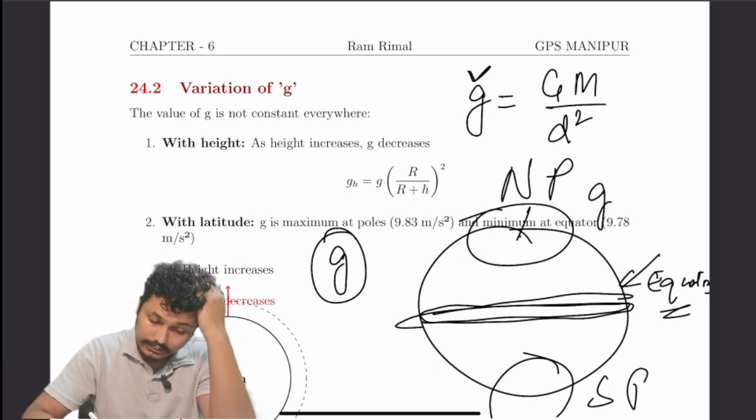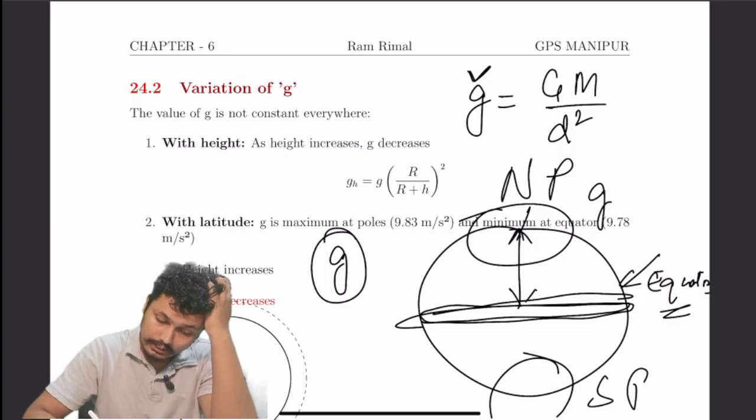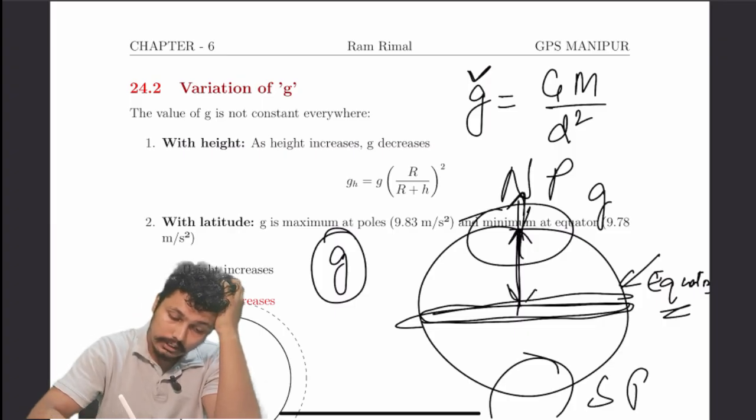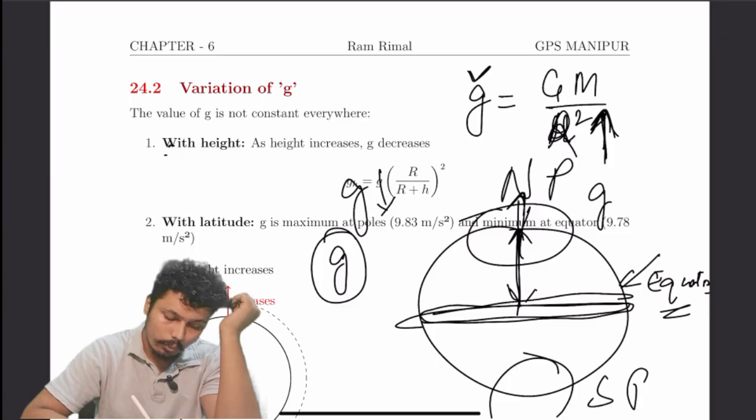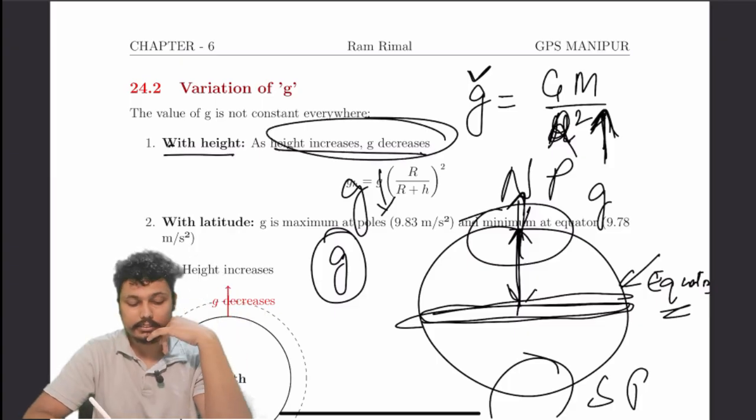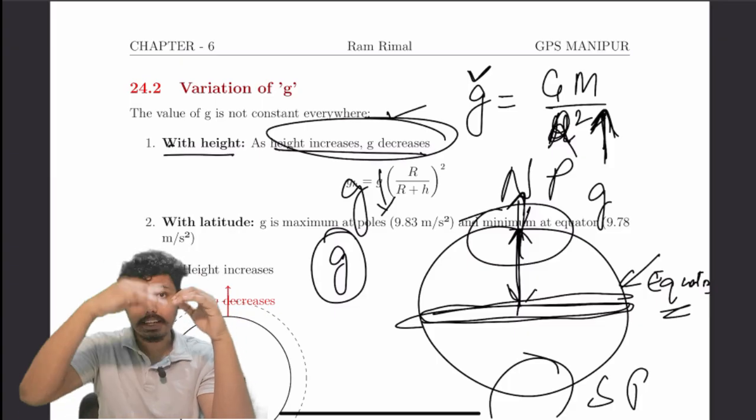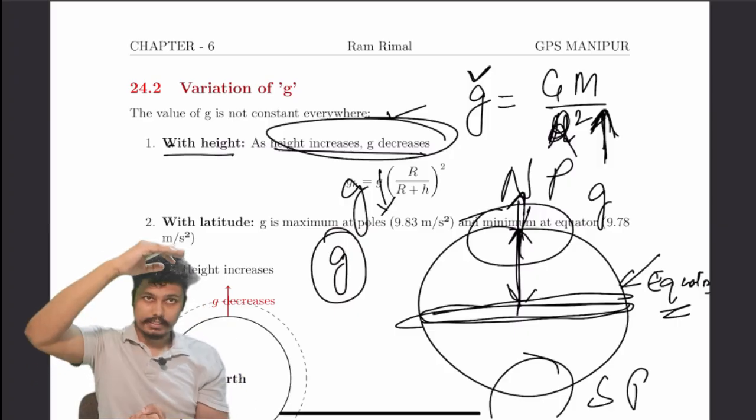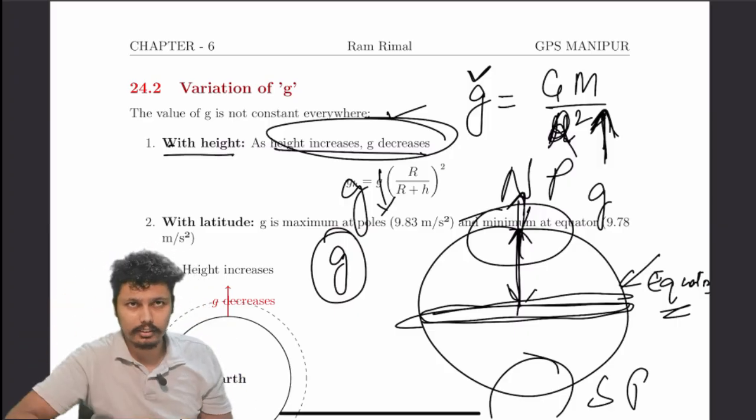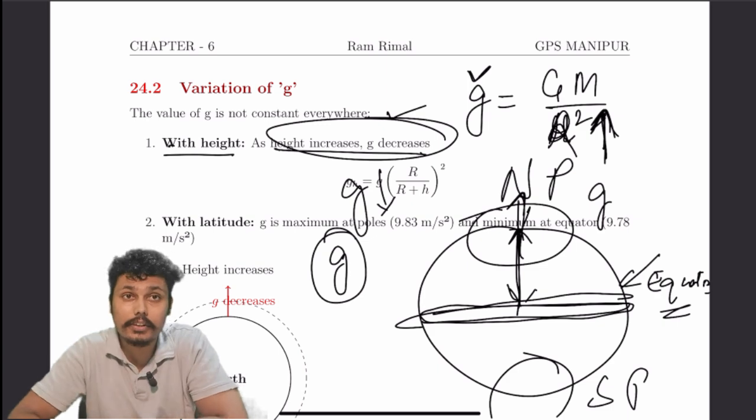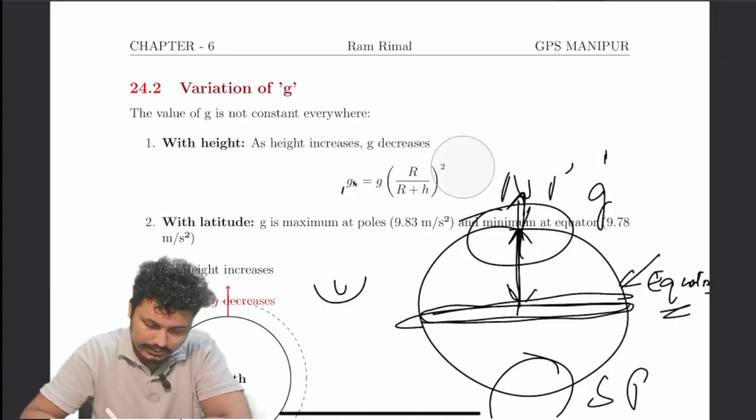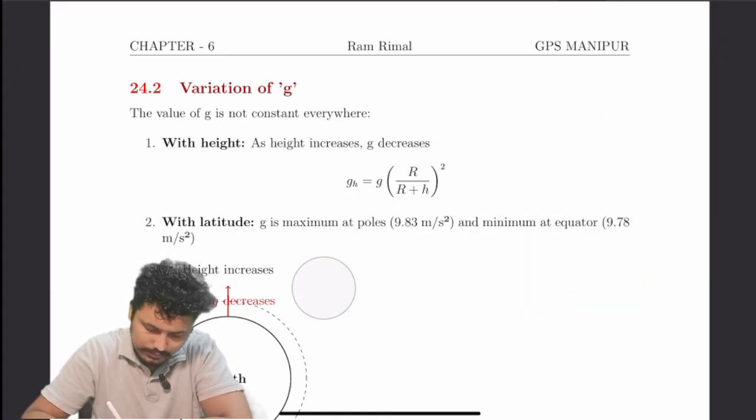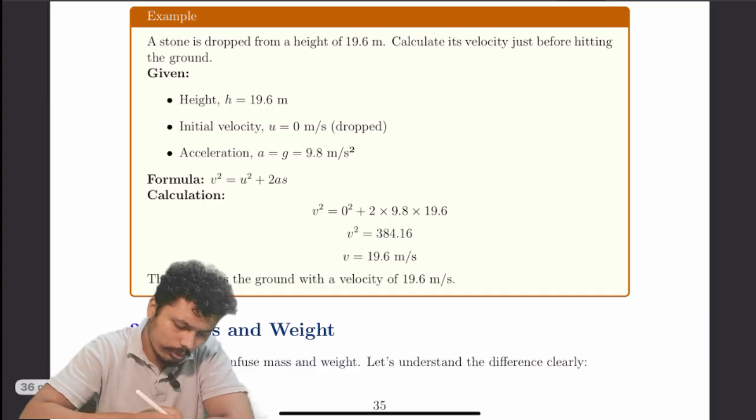It depends upon the height. If the height is more, if d or r is more, then g will be less. As height increases, g decreases. If the height from the center increases, the value of g, the acceleration due to gravity, will decrease. Very interesting point. With height increasing, the g value will decrease.